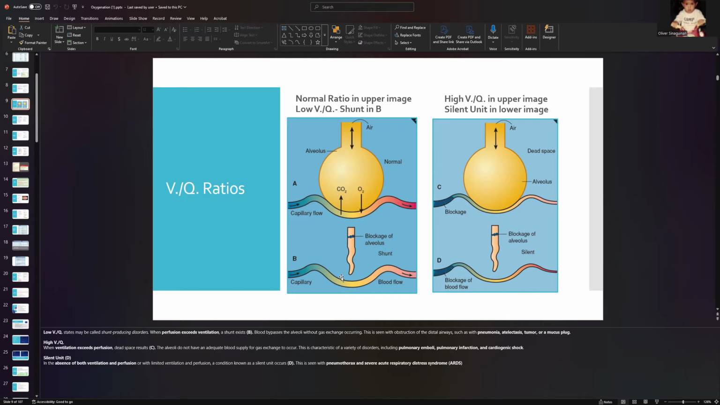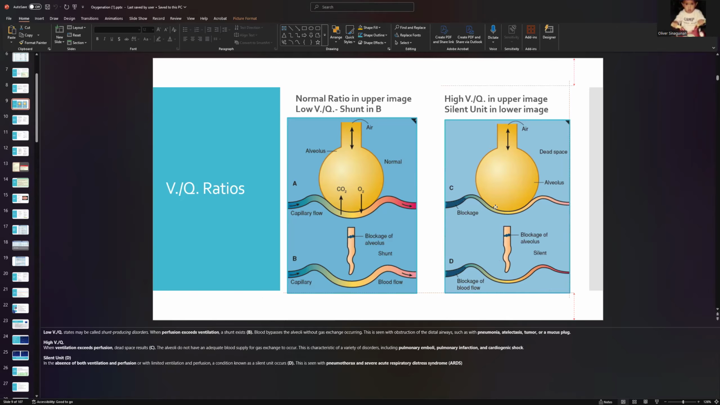So blood can't pick up O2 and can't drop off CO2. I hope that makes sense. In dead space, the problem is a blockage of blood or a lack of blood. Examples listed here are pulmonary embolus, so something is blocking the blood capillaries, or cardiogenic shock or hypovolemia, so if there's just inadequate blood supply. So nothing is traveling through here.